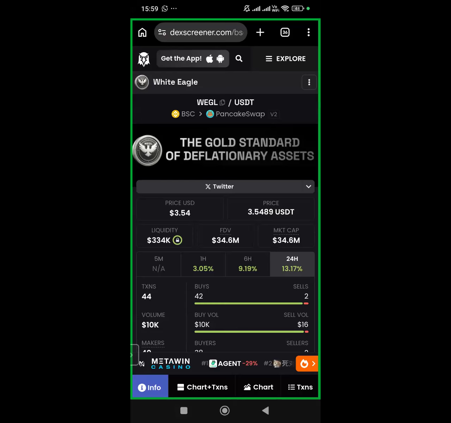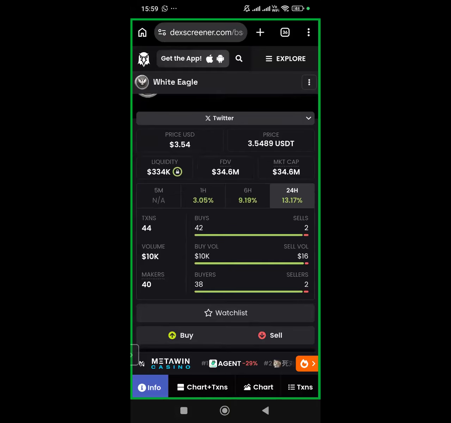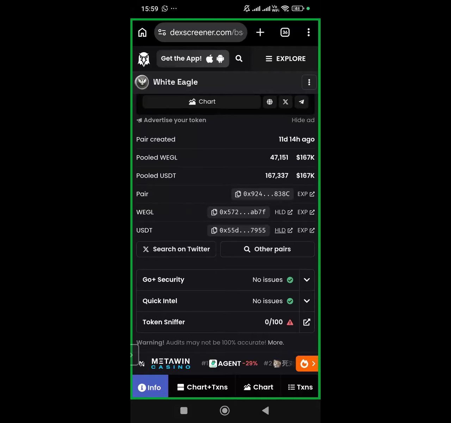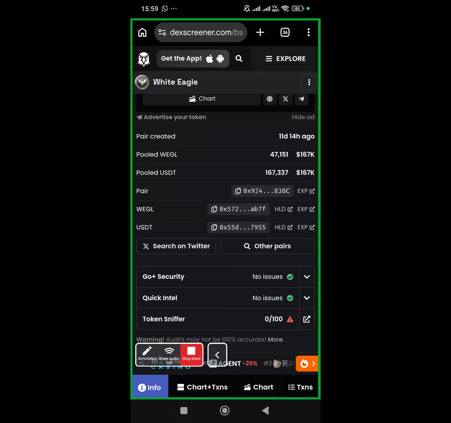If you go on DEX screener, you can see the price is 3.54. Liquidity is $334K, and that is locked. If you go down, my brother, you can see what I see in the blockchain, the same is here. No rug pull.